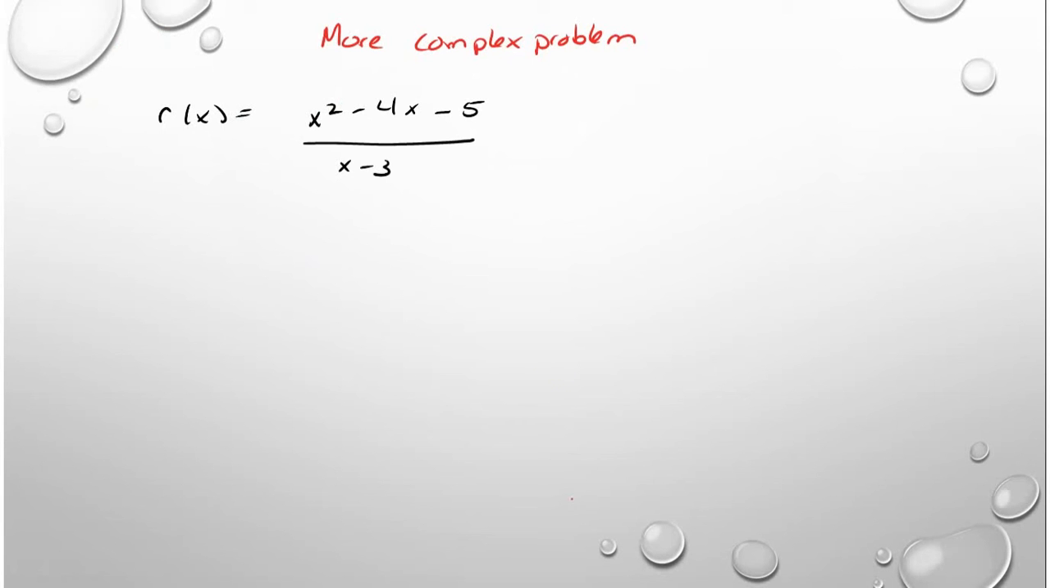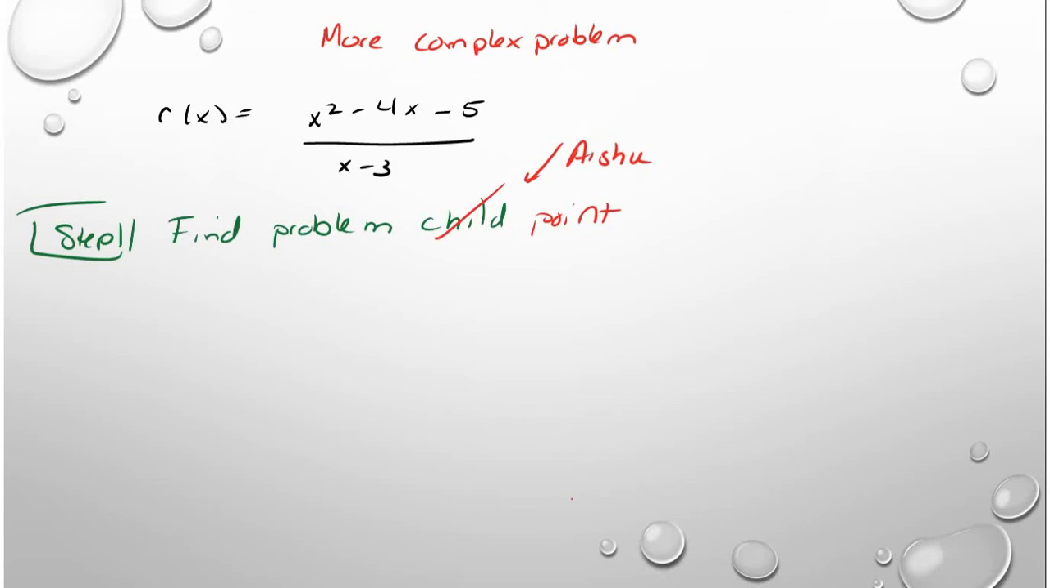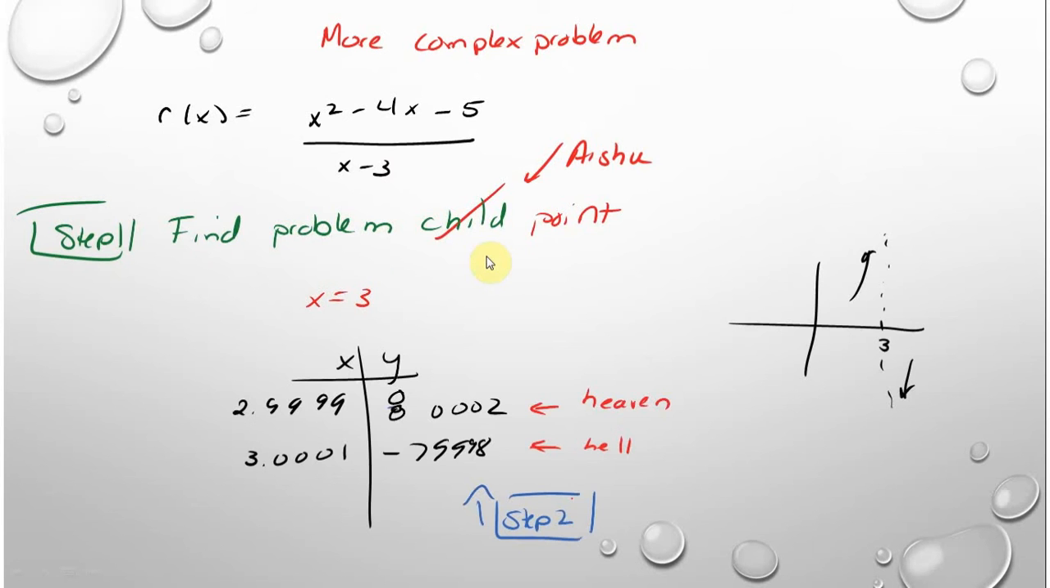Here's a more complex problem. R of x equals x squared minus 4x minus 5 over x minus 3. You want to find the problem point. So x equals 3 is the problem point here because that's what makes the denominator 0. So that's your potential for a problem.